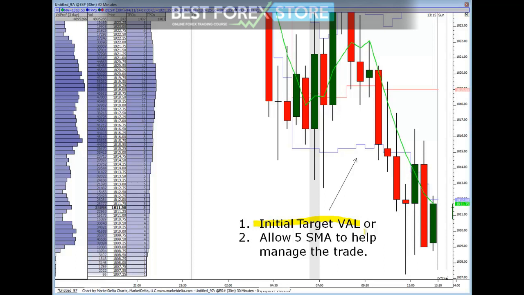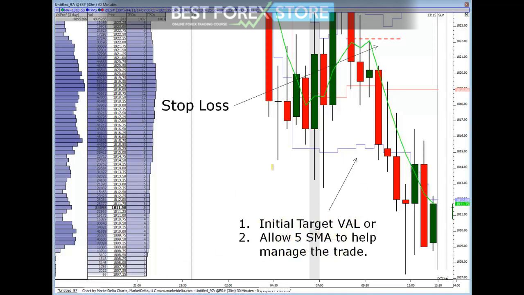However, in order not to limit my gains, I could allow the 5 simple moving average to help me manage the trade. What do we mean by that? Well, we've talked about this before. As we continue to close below the 5 simple moving average and the 5 simple moving average continues to slope downwards, I should be comfortable staying in the trade a little bit longer to capture more profits.